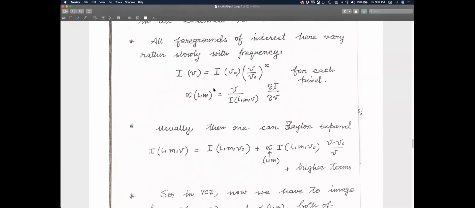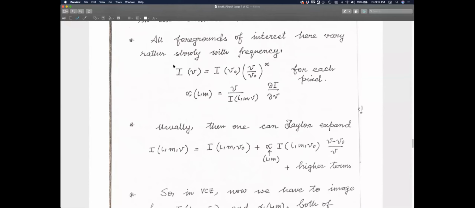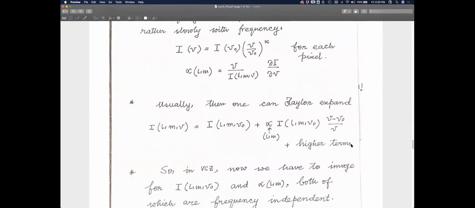So what I can do now is Taylor expand my source in frequency like the following. This is my source, which actually depends on frequency. I write that in terms of a frequency dependent component. So this is basically the intensity at a certain frequency nu0. And then if I keep just one Taylor expansion term, the first term will be alpha, which also depends on position in the sky. And then this term, which is just a frequency factor. If you want, you can keep higher terms. Arnav was talking about higher order terms as well.